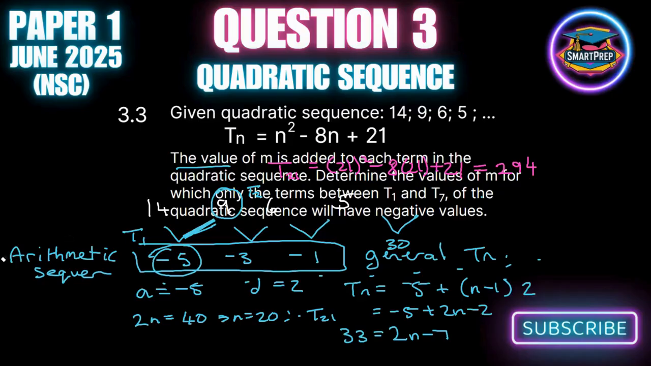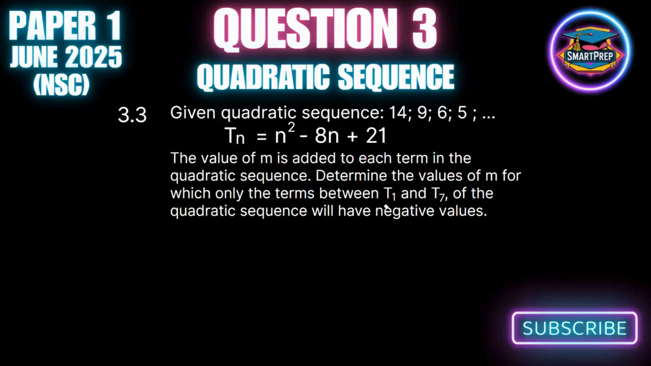Okay, so let's just do 3.3. The value of m is added to each term in the quadratic sequence. Determine the values of m for which only the terms T1 and T7 of the quadratic sequence will be negative values.